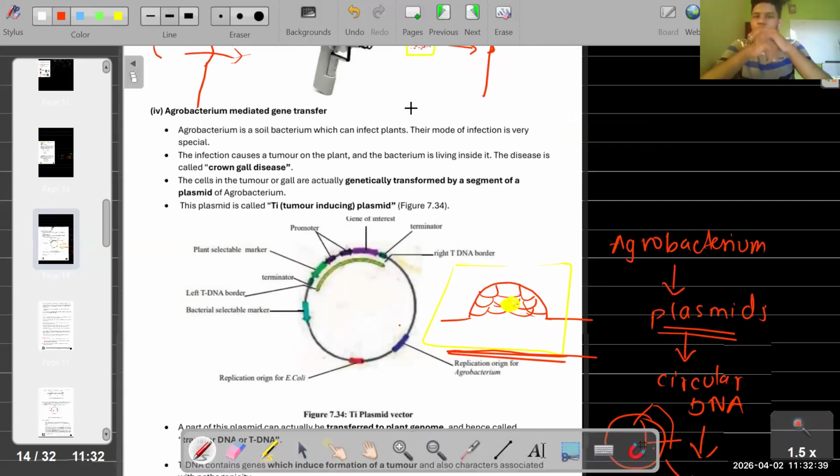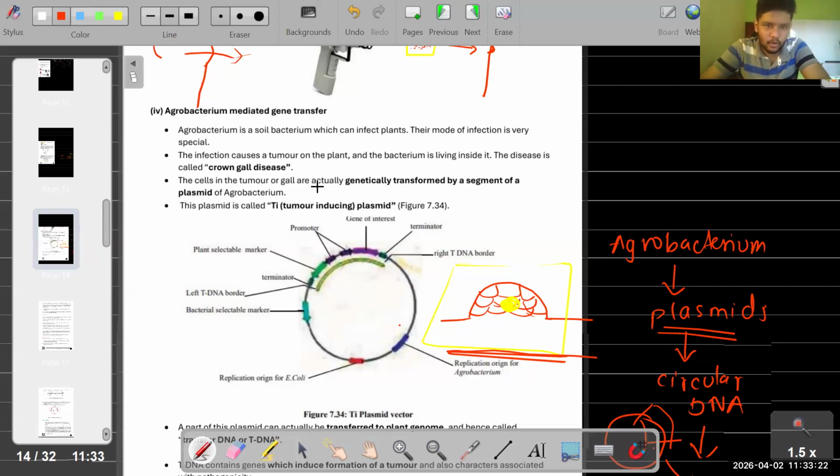Now, this is the thing. Agrobacterium means a bacteria that is present in the soil, right? This bacteria is present in the soil, and it is mainly infecting plants, right? How? It affects the plants by an infection called crown gall disease. What is meant by crown gall disease? Crown gall disease means this agrobacterium infects the plant by causing tumors in the plant. Why does it form tumors? Because it forms the tumors in the plant and it lives inside the tumor itself.